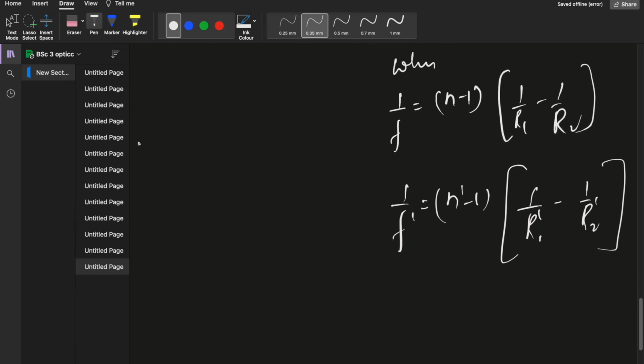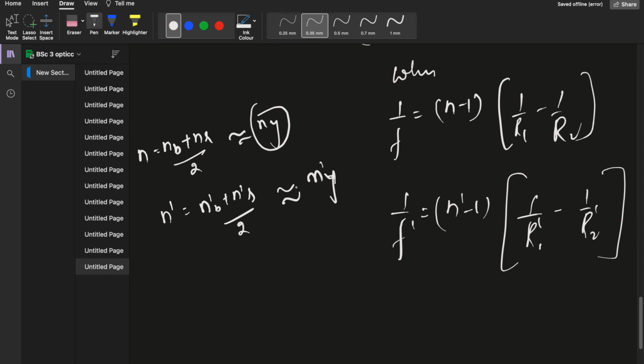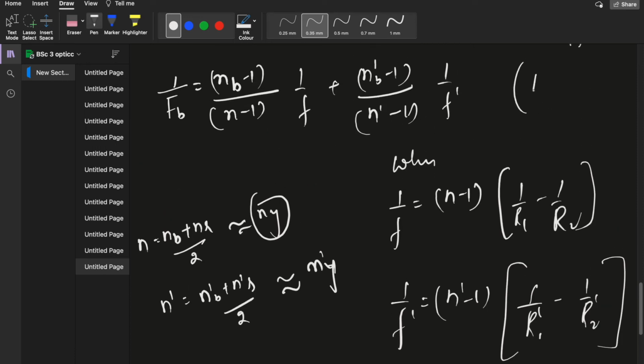so for the mean value, we can say n = (nB + nR)/2, which must be equal to nY for the yellow color. Alright, same goes for n′, the material for the flint one. This is the mean value, and so for two different colors, (n′B + n′R)/2 must be equal to n′Y for the yellow color. So this case is for blue color.